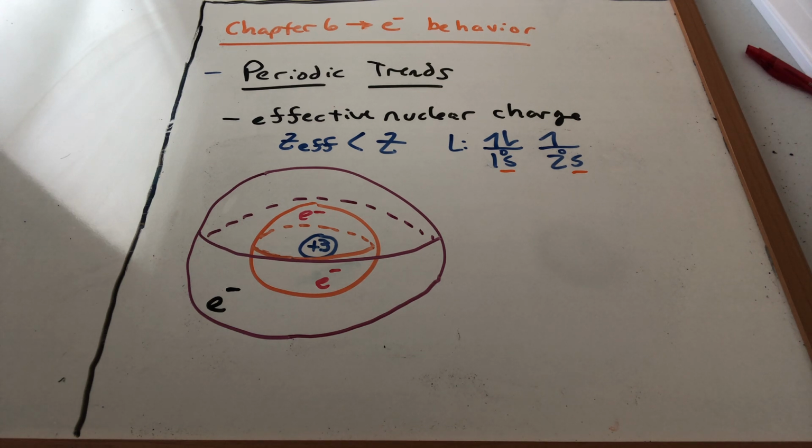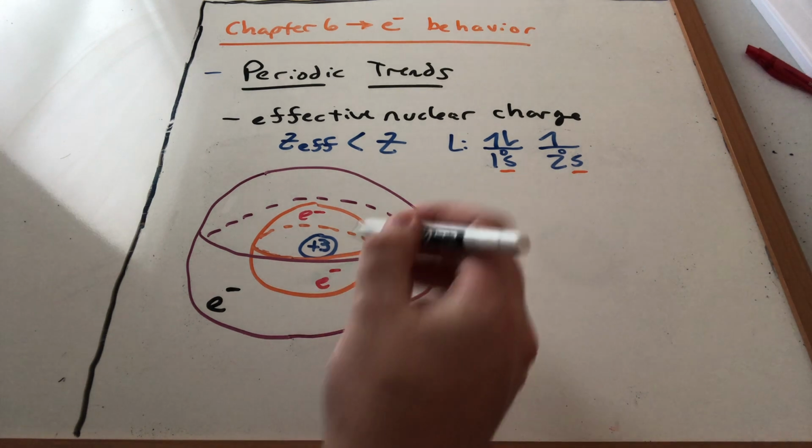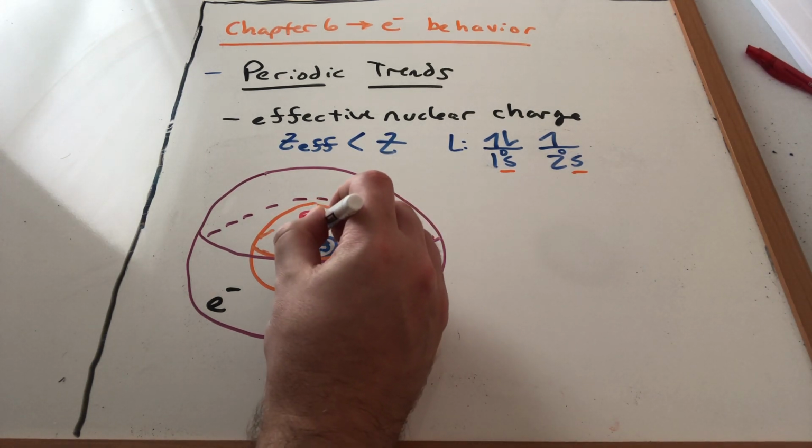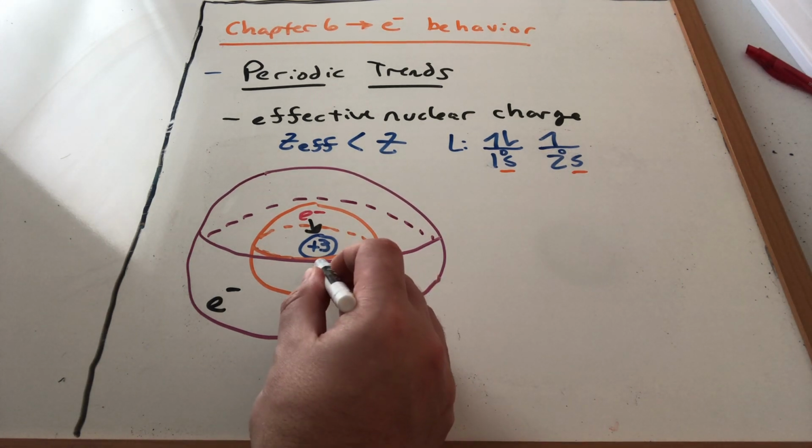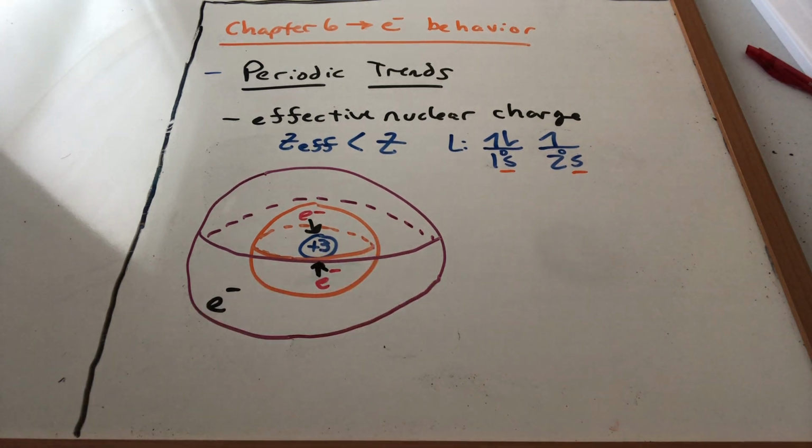So now let's think about what these electrons see in terms of charge. This electron here looks to the nucleus. Oh, it sees a full +3. There's nothing in the way, okay? Same thing for this electron. It looks at the nucleus and it sees a full +3. All right, no issues there.